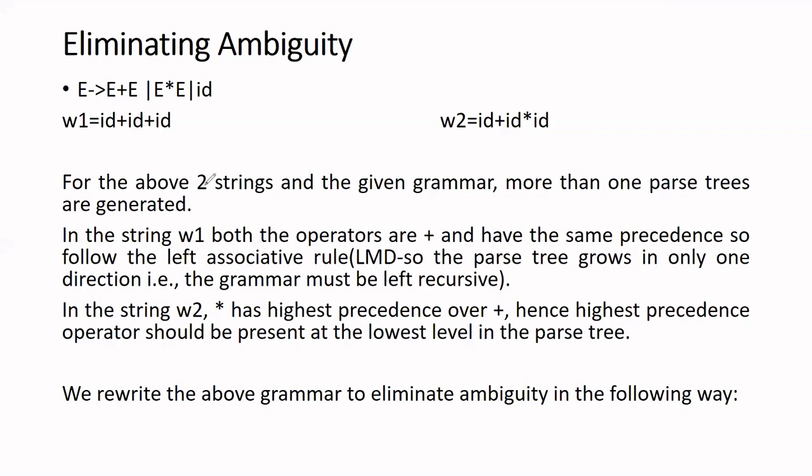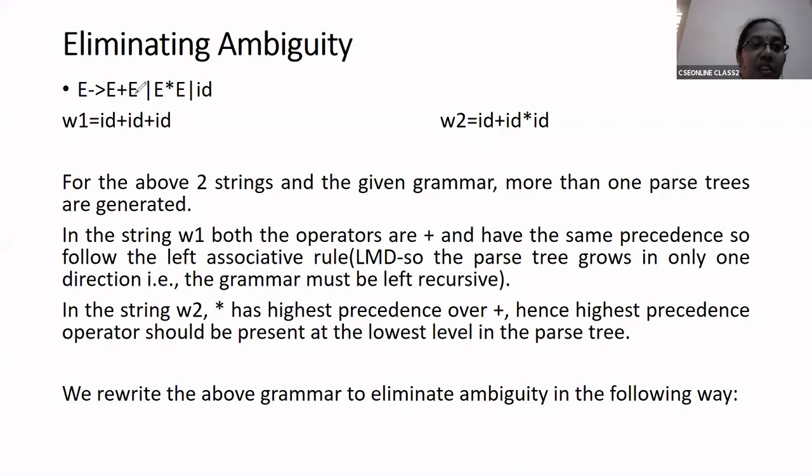You are imposing a strict rule on this input string. W1 is equal to ID plus ID plus ID. So when I say this expression has to be evaluated only from left to right, how many parse trees can I generate? I can generate only one parse tree. Are you not making the grammar unambiguous? Yes, ma'am, you are making the grammar unambiguous.